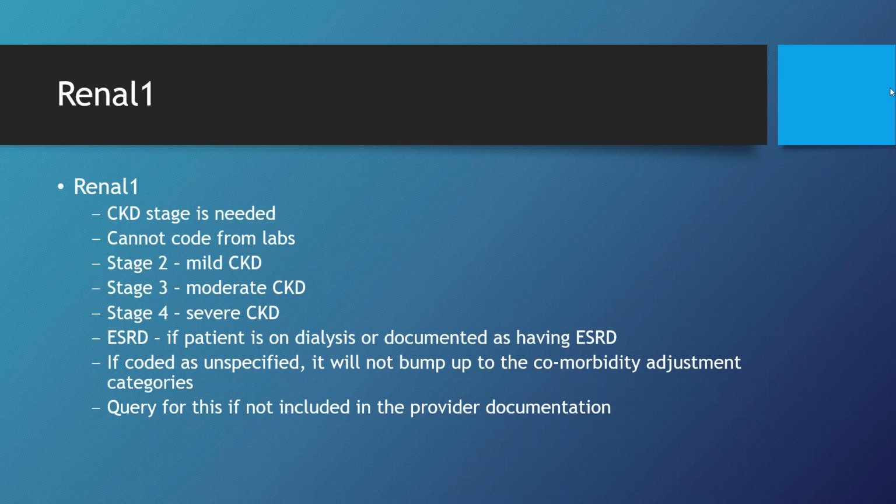A code cannot be based on lab results. It must be provider verified. There are some key words that are helpful, such as mild CKD being equivalent to stage 2, moderate to stage 3, and severe is stage 4. If the code is left as an unspecified stage, there will be no comorbidity adjustment on the claim. That is why querying the provider for that information is so important.